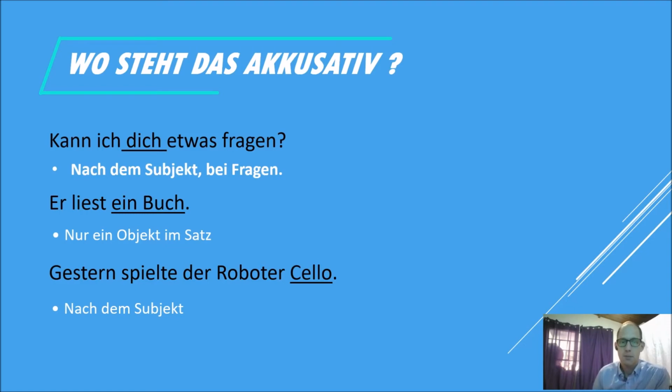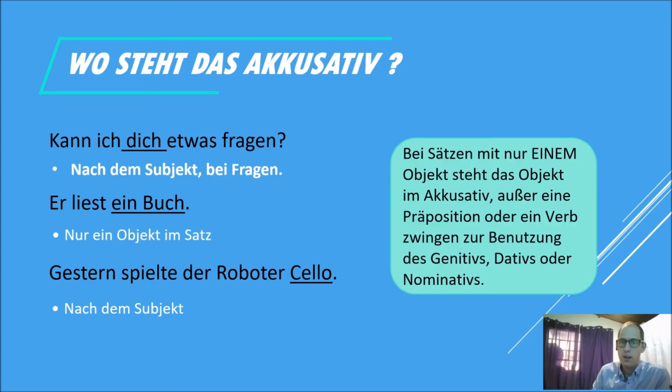Now in the next example I mixed it up a little bit. I switched the positions of the subject. Gestern spielte der Roboter Cello. Okay, so here we have der Roboter as our nominative, the subject in the sentence, and then after the subject stands the accusative. So, but what can we say now? What really matters here? When we have sentences with one object only, the object is in the accusative.